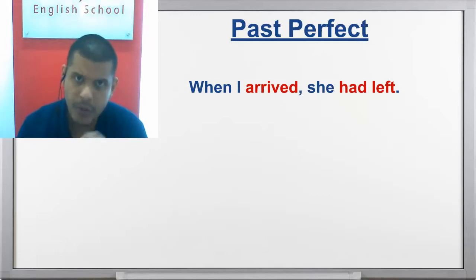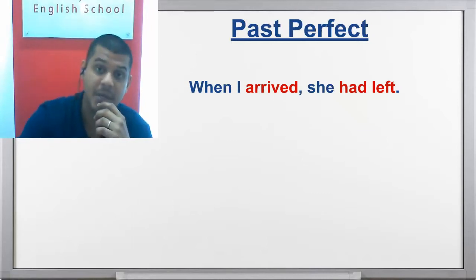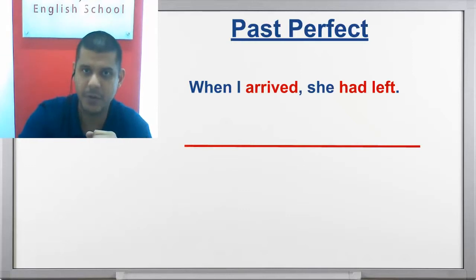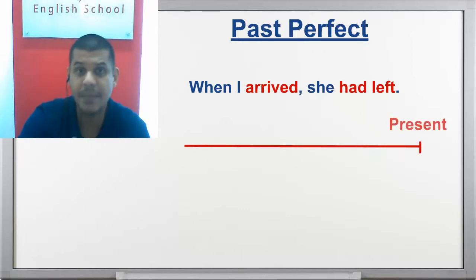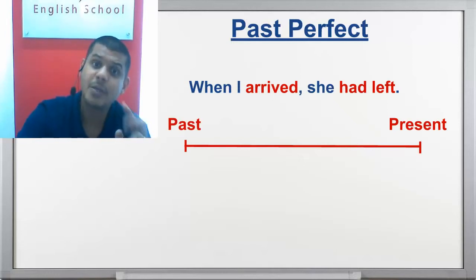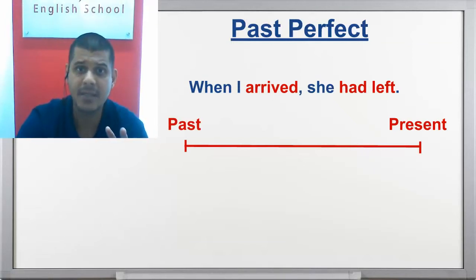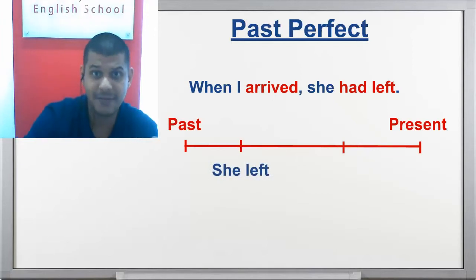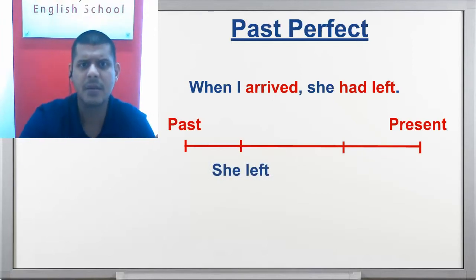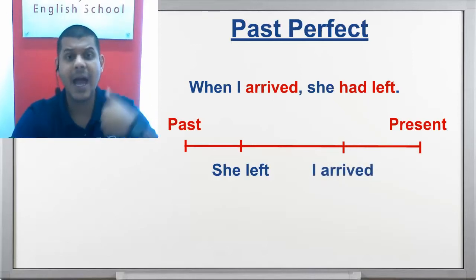Now, for you to understand better, let's take a look at something here. I have a timeline for you. So imagine that this is the present, right? And behind the present is all the past, okay? It's all in the past. Now imagine that I have two different actions, right? Two different moments in the past, right? First one, I can say that she left, right? First, she left. And after she left, I arrived.